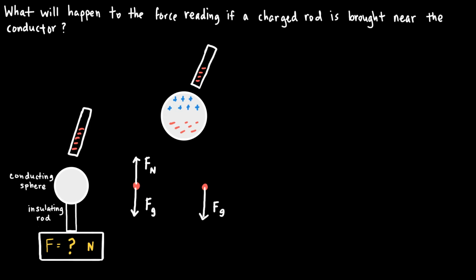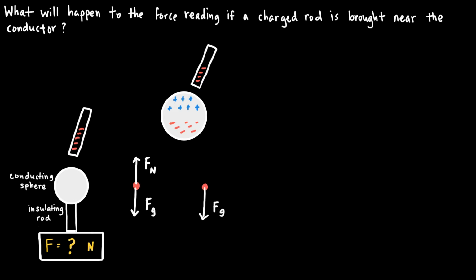One may be led to think that the electrons rushing down towards the bottom of the sphere would cause the force reading to increase, because those electrons would be essentially pushing down on the sphere, which would push down on the scale. But instead what happens is the exact opposite.